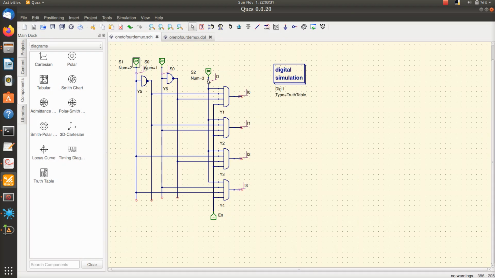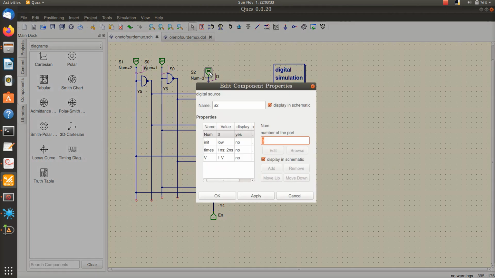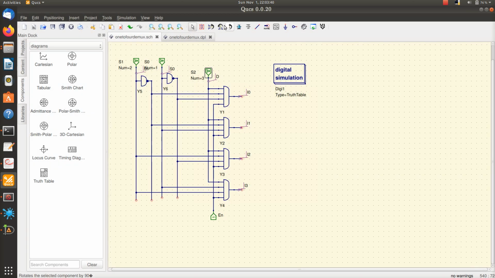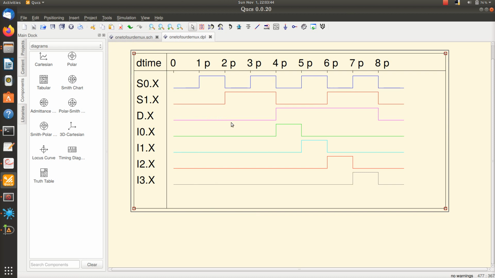Here I have given some arbitrary data, that is low for 1 nanosecond and high for 2 nanoseconds. So I can run this simulation, and you can see the waveforms coming in. This is S1 and S0. These are the select lines. These give the pattern 0 0, 0 1, 1 0 and 1 1.